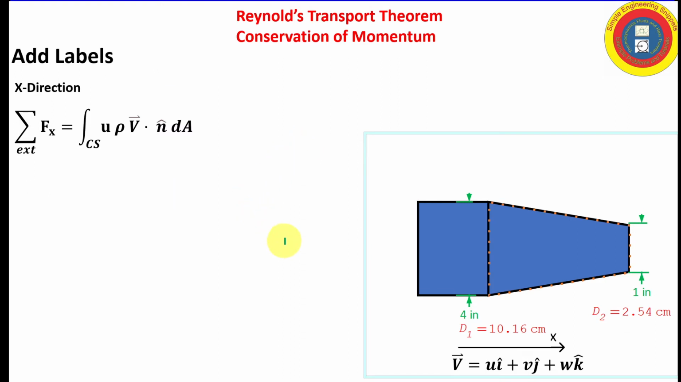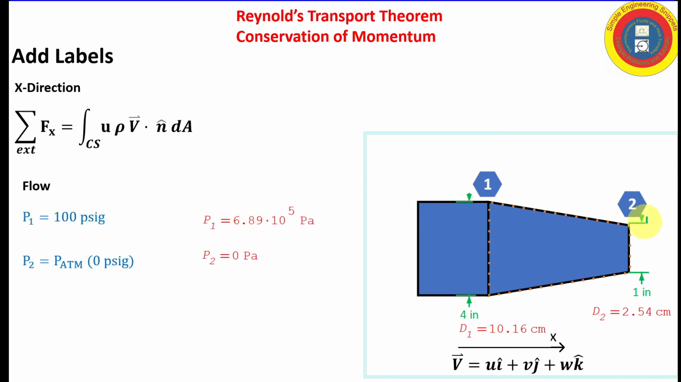All right, next let's add labels. The inflow part of the nozzle is going to be port 1, and the outflow is port 2. Let's go ahead and define our flow. We have the pressure at 1. The pressure at 2 is atmospheric. And we've been provided the flow rate.